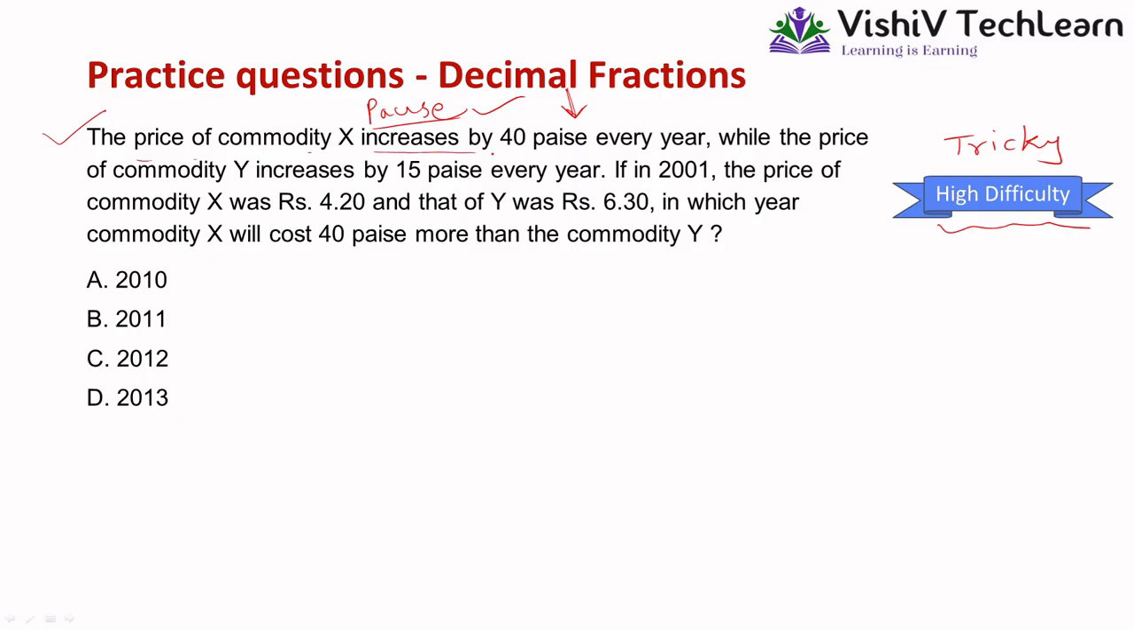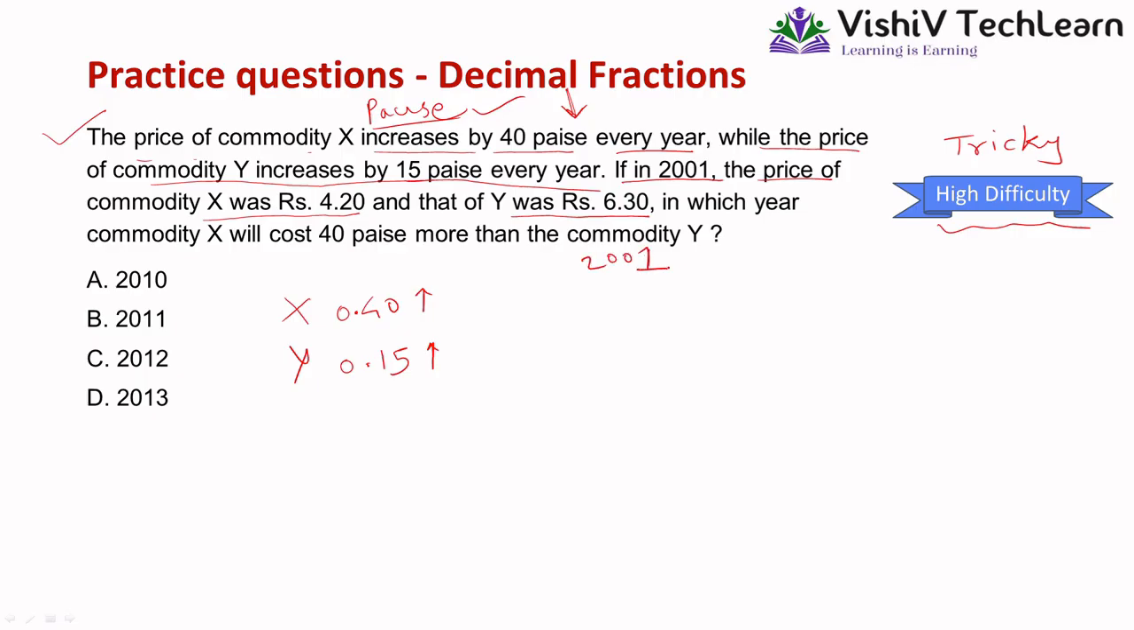The price of commodity X increases by 40 paise every year, while the price of commodity Y increases by 15 paise every year. So there are two commodities, commodity X and commodity Y. For commodity X, the price increases by 40 paise every year, in rupees it will be 0.40, and the price of commodity Y increases by 15 paise, which is rupees 0.15 every year. Now in 2001 the price of commodity X was 4.20 rupees and commodity Y was rupees 6.30.